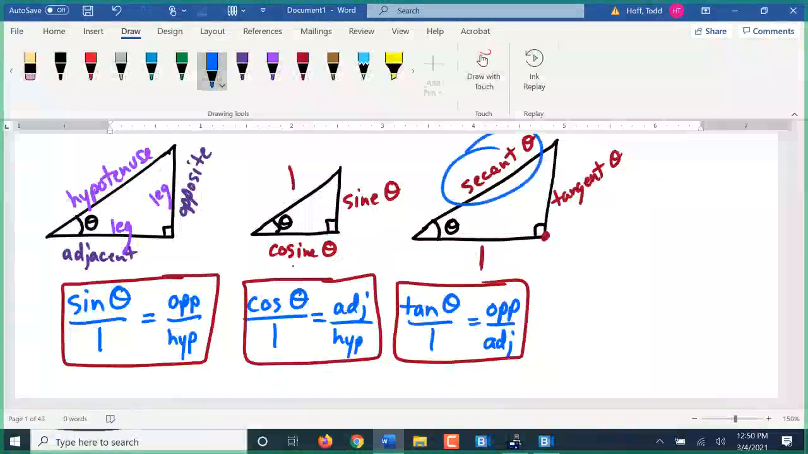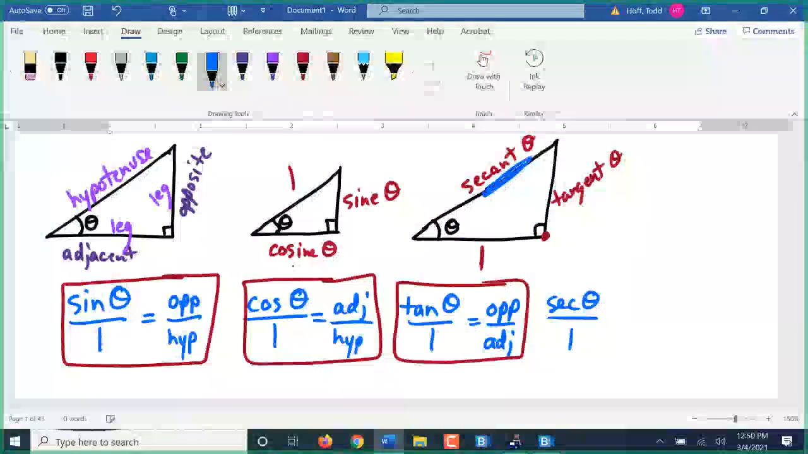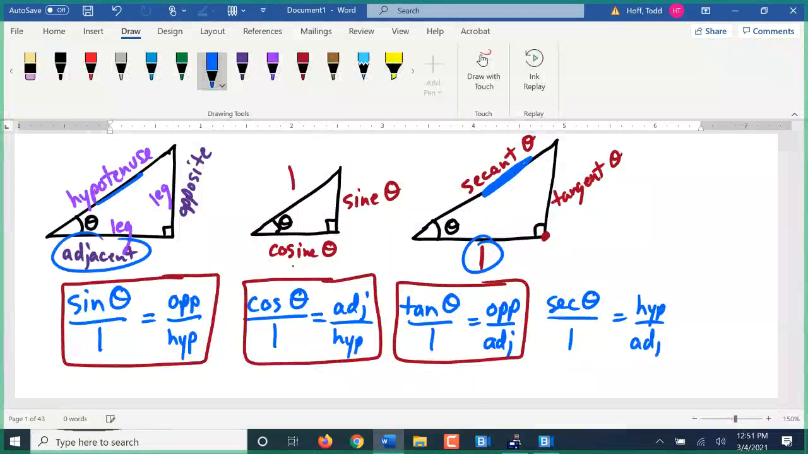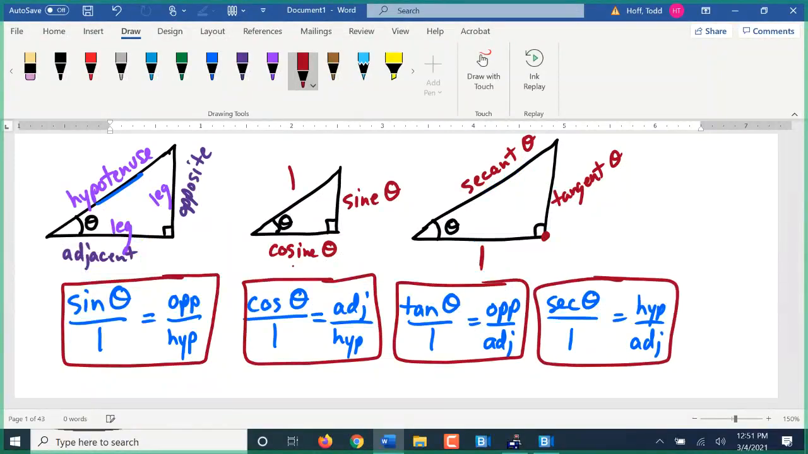Now let's look at the secant here compared to 1. The abbreviation for secant is SEC of theta compared to the 1. Well, the secant here corresponds to the hypotenuse of the other triangle, so that's HYP. The 1 still corresponds to the adjacent leg, so ADJ. And again, you probably recognize this trig definition. The secant of an angle is equal to the length of the hypotenuse divided by the length of the adjacent side.